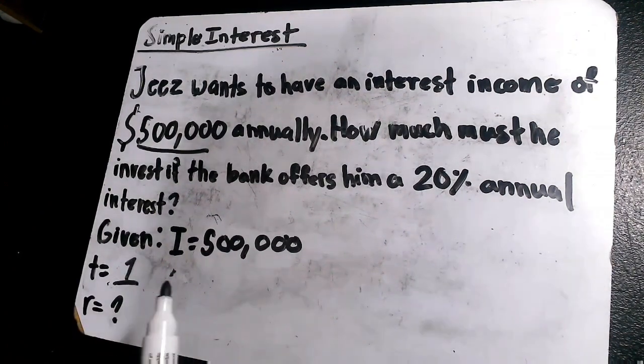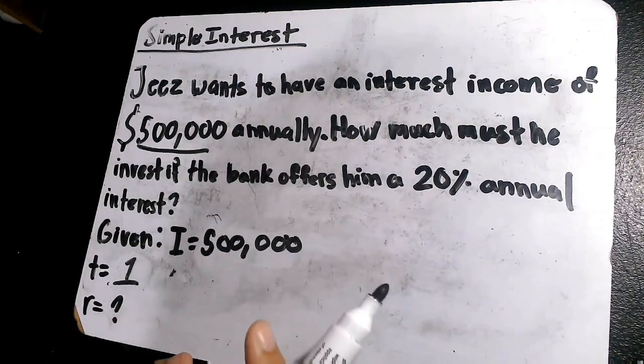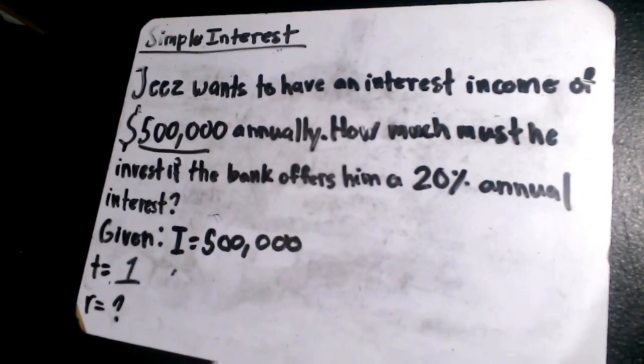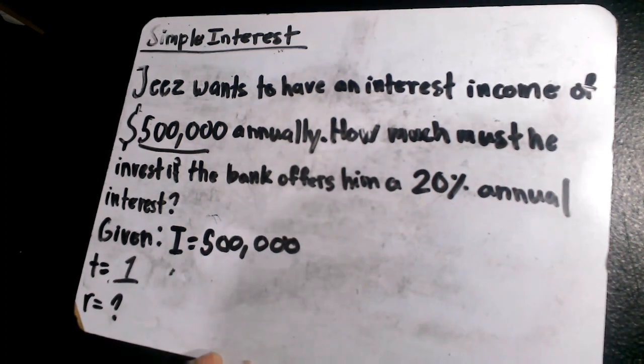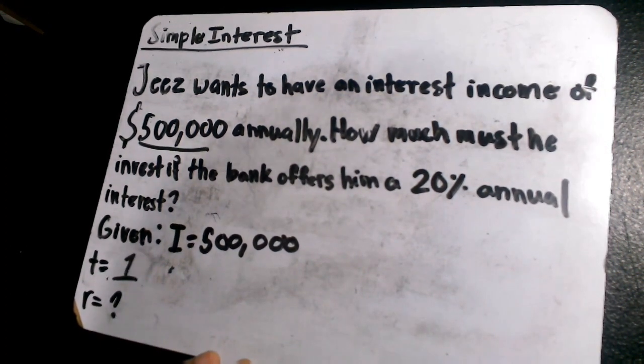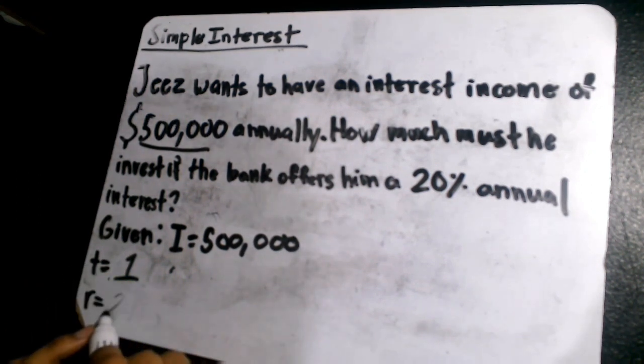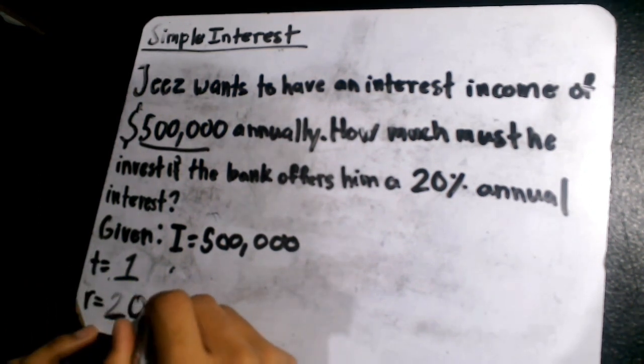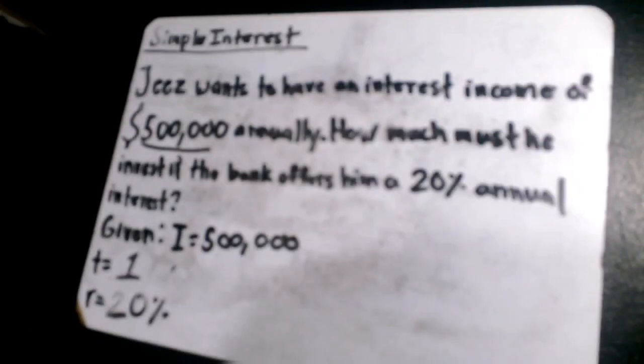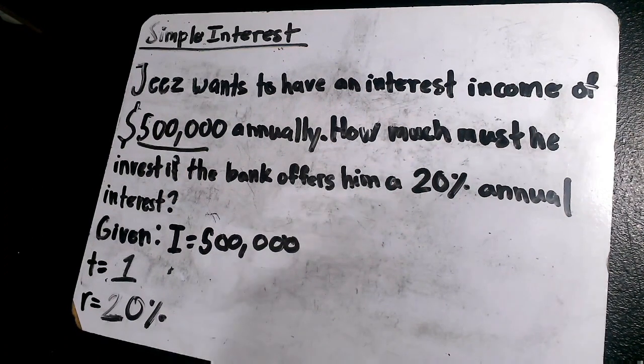And how much must he invest if the bank offers him a 20% annual interest? Now, since the last information we were given is 20% annual interest, remember that a number that has a percentage sign is mostly the rate, or R. We have 20%. After determining the rate, we would always need to divide it to 100 to get the decimal form.